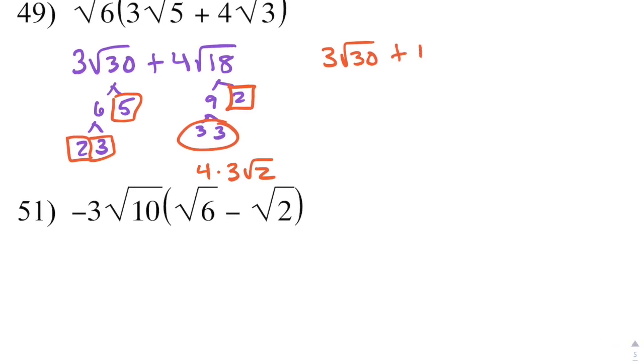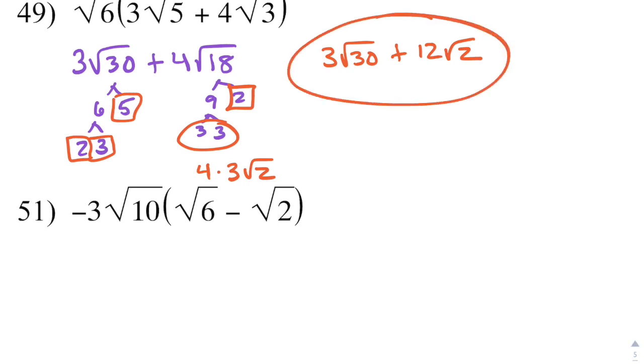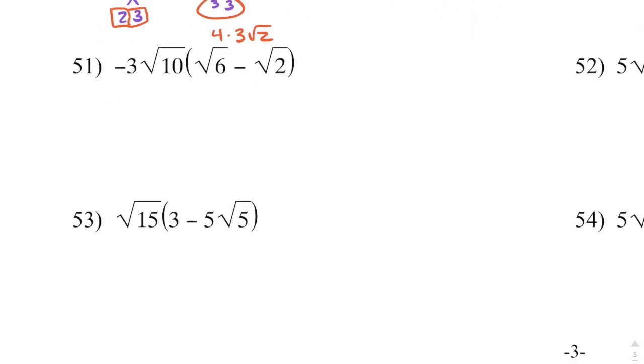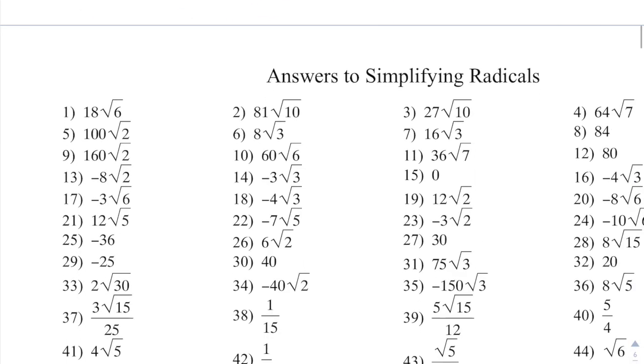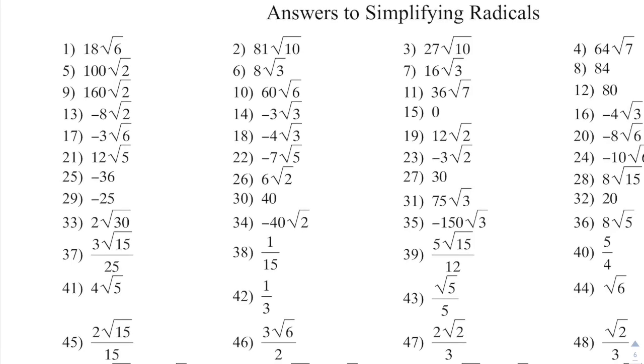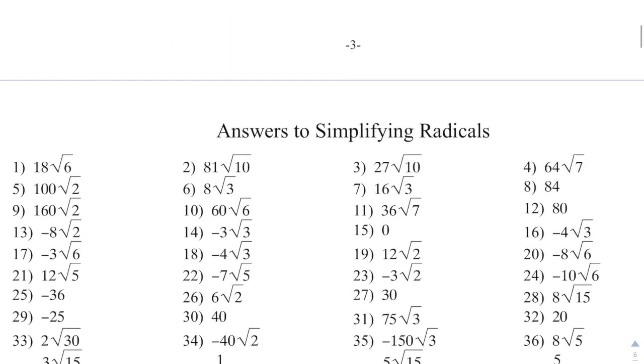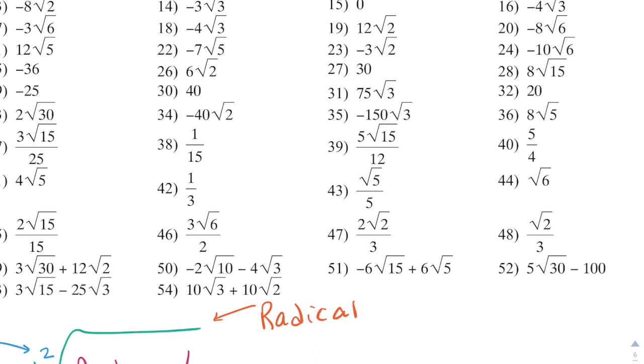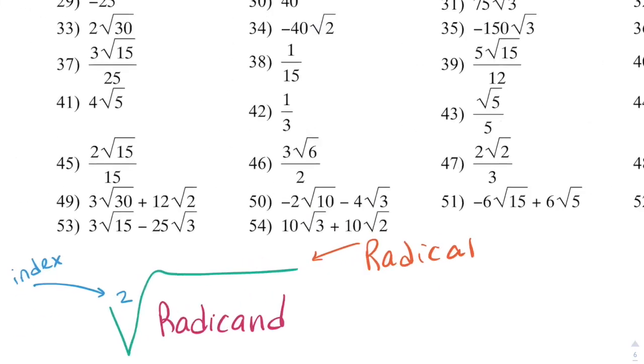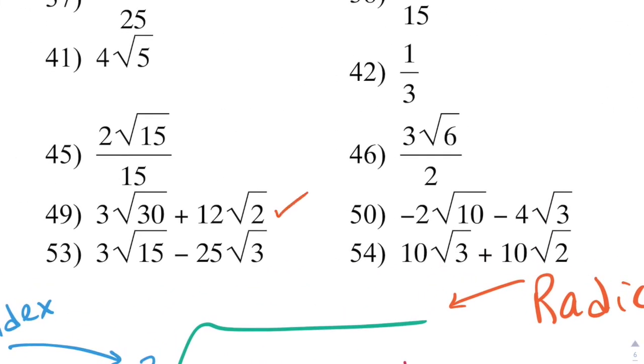So we're going to get here 12 square roots of 2. And it stays exactly like that. You just have to make sure you distribute to both things and then you simplify. So I'm not going to do those because I've done a lot of those. I just want to make sure that the answer is right. So we're going to go, this is number 49. So you go to 49. You notice that 49 is exactly that.